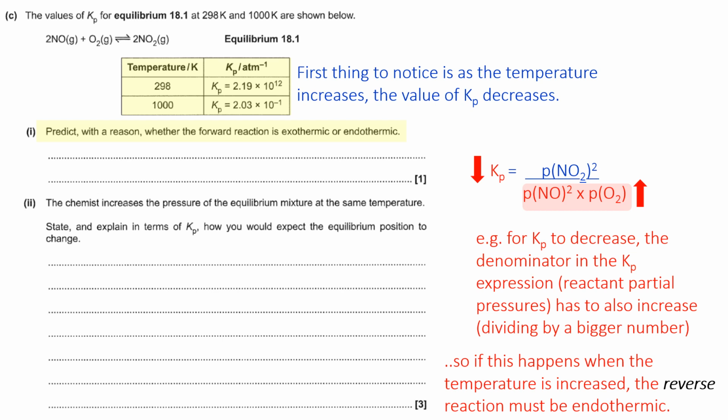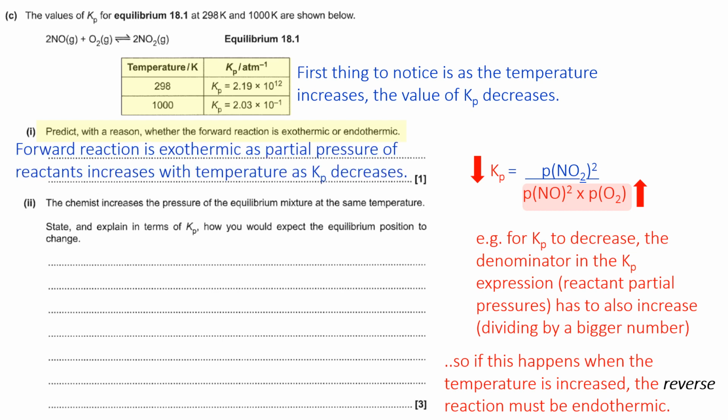increasing the partial pressure of the reactants. So these are increasing and the product is decreasing. So increasing the temperature makes the reaction go backwards. So therefore the reverse reaction is endothermic. So it would follow that the forward reaction is exothermic, because the partial pressure of the reactants increases with temperature as Kp goes down.